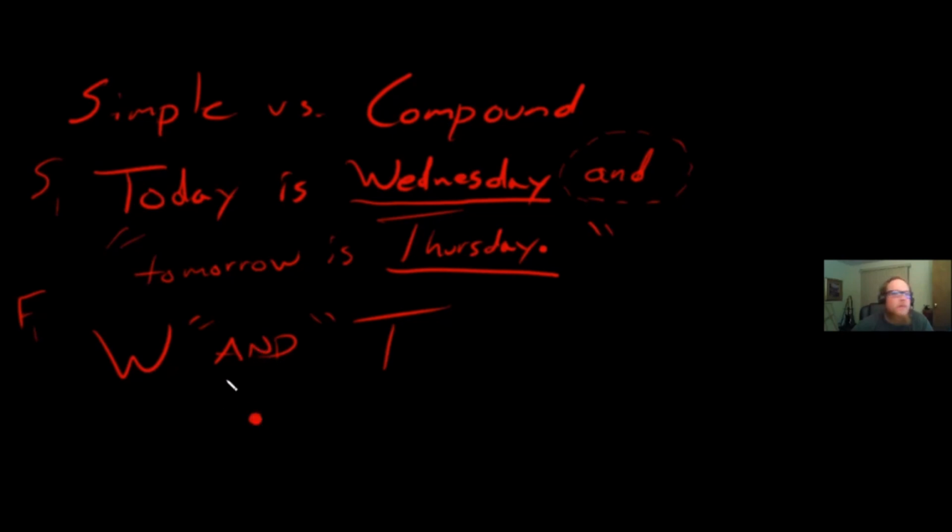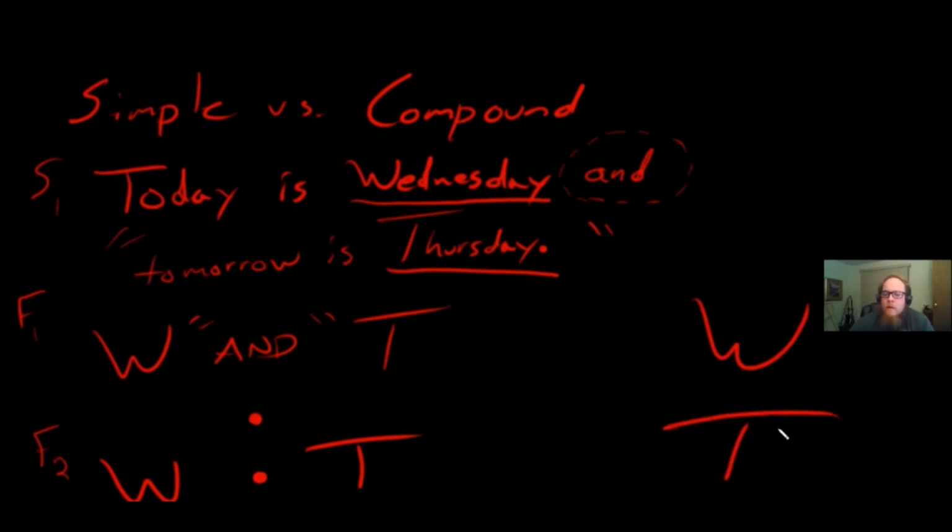So the way I could represent this whole thing as a formula is this. W dot T. So this is our fully functioning formula there. I'll call it that. So what is W dot T? What does it mean? Today's Wednesday, and tomorrow is Thursday. Now, I could also just have this by itself if I wanted to. What would that mean? In this context, today is Wednesday.